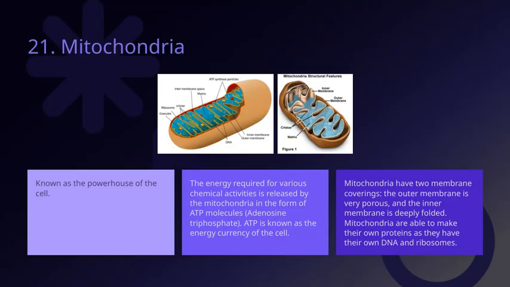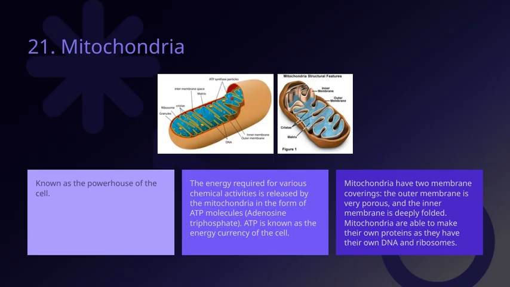Let's talk about mitochondria, often called the powerhouse of the cell. These tiny structures are essential because they produce the energy our cells need to carry out a variety of chemical activities. They do this by converting nutrients into ATP, which stands for adenosine triphosphate. Think of ATP as the energy currency of the cell. It's what powers everything from muscle contractions to nerve signals.